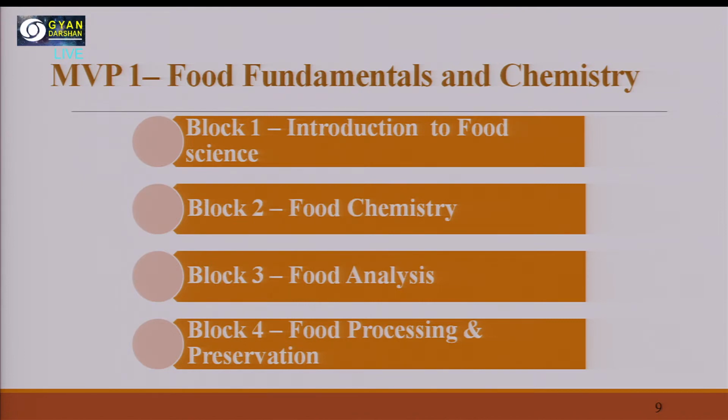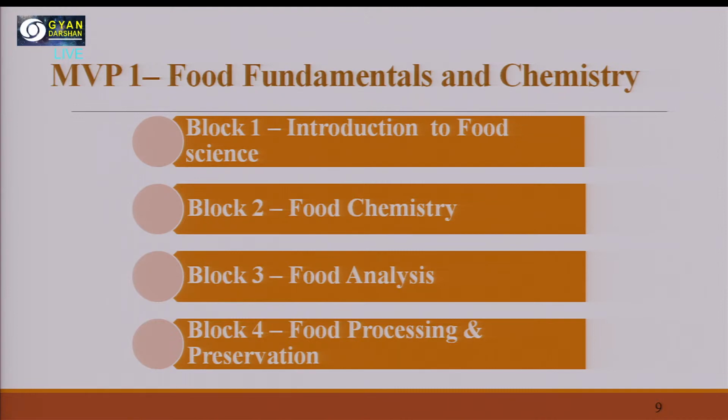You can see there are 4 blocks. Each course will be discussed under a few main themes, and those we call blocks. Block 1 will help you to know about the different sources of food, whether it is animal source or plant source, and the very basics of food science. Then you will learn about food chemistry. What is the composition of the food? That means carbohydrate, protein, fat, vitamins, minerals, enzymes, whatever is present in the food.